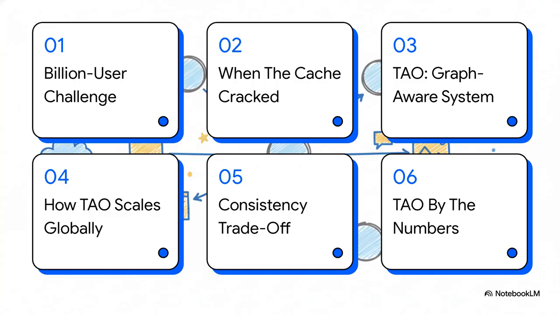Okay, so here's our game plan. First, we're going to look at just how massive this challenge really is. Then, we'll see why their first attempt at a solution completely fell apart. After that, we'll meet the star of the show, TAO, and see how it works all over the globe. Then, we'll get into the really clever trade-off that makes it all possible. And finally, we'll look at the mind-blowing performance numbers.